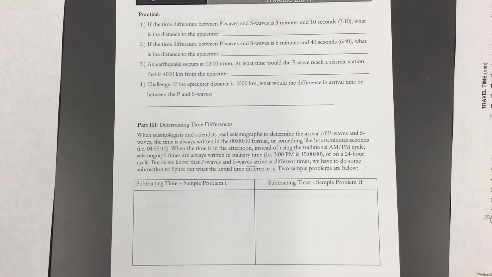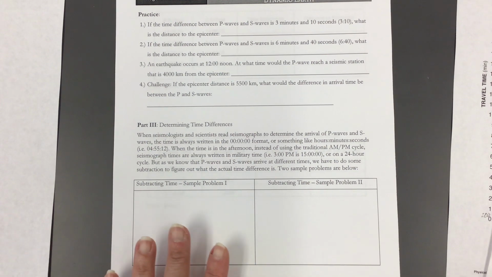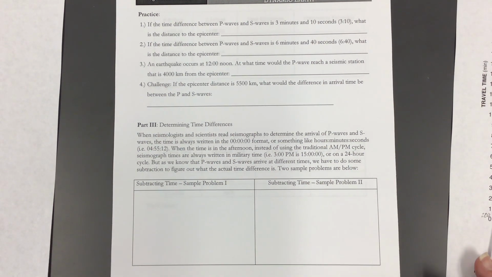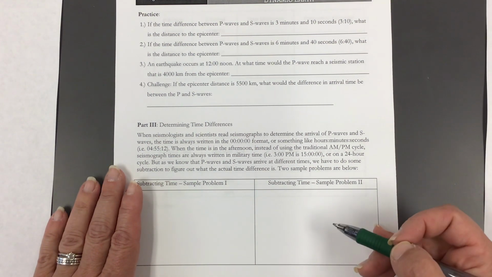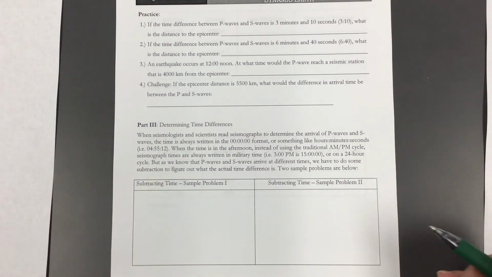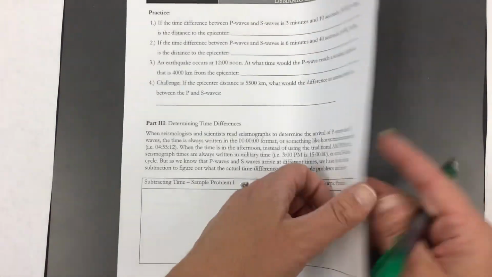All right, for part 3, we're going to add another step. So we kind of do this in baby steps. Every time we add another step. So with part 2, when seismologists look at time data, they use 24-hour time. If you're not familiar with 24-hour time, let me turn this over and I'll explain.